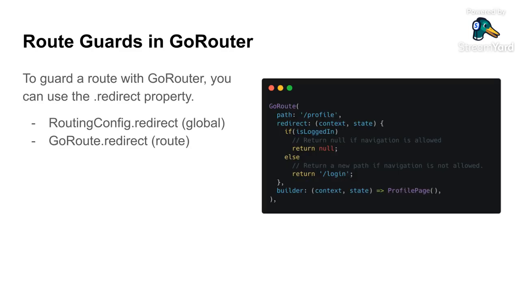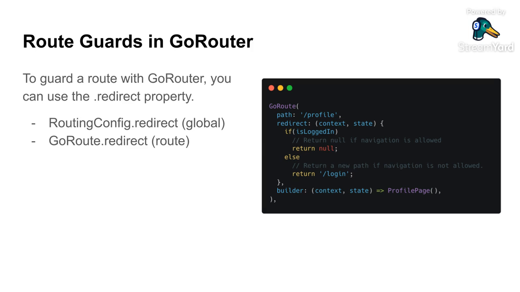So how can we do this in GoRouter? Well, GoRouter has something called a redirect, and you can set redirect logic on routes or on the router itself. If you put it on the router itself, it will be executed for every navigation request. But you can also put it on a particular route, and then you can cherry pick which route should be guarded with your logic.